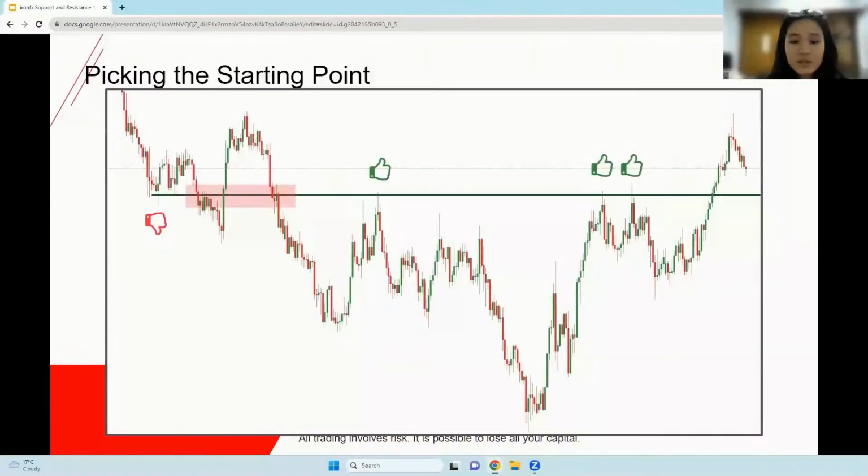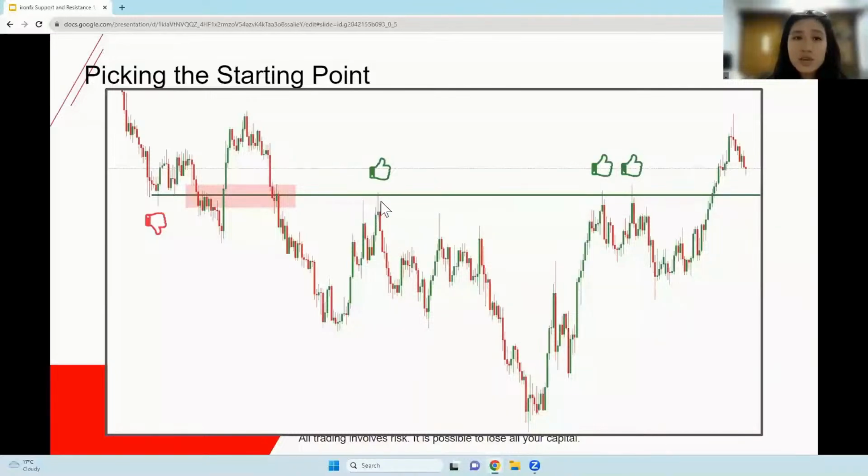Okay, another example here. Similarly, this red highlighted area is not preferred because you're cutting too many bodies of candlesticks. Okay, so the green thumbs, again, are just cutting the wicks of the candlesticks.